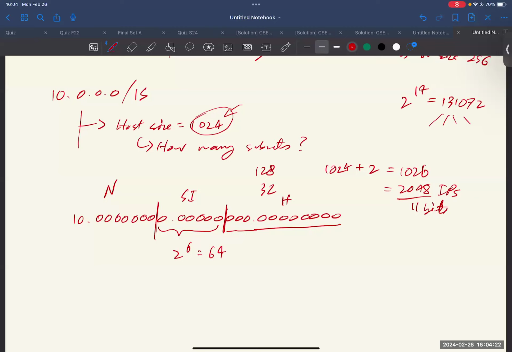Is that clear how I calculated the subnet? So I can have 64 subnetworks of size 1024, sorry, 2048 each. Does this statement make sense now?